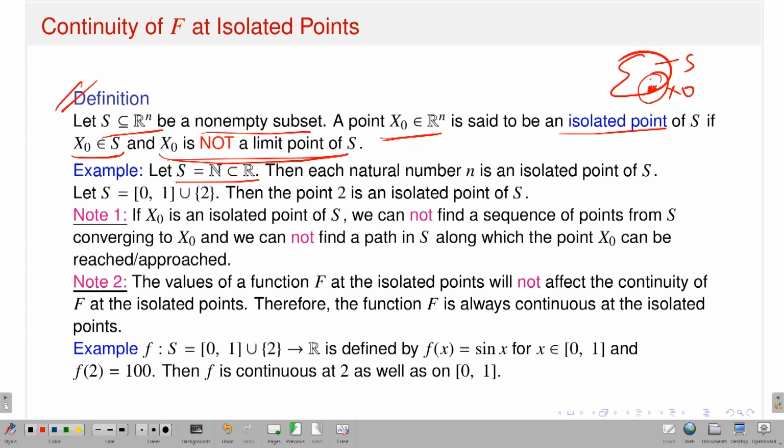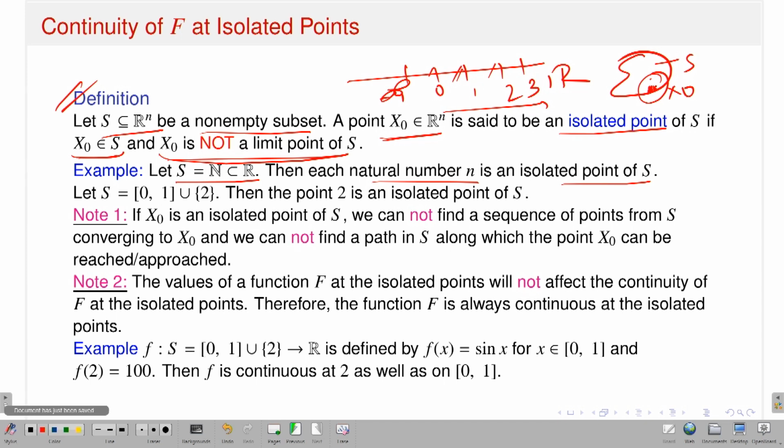For example, S is equal to N, the set of all natural numbers in R. I am saying that each natural number n is an isolated point of S. Why? This is my R, with 0, 1, 2, 3 and minus 1, so this is my set S. Each number 1, 2, 3 is an isolated point. First of all, if I take the point 1, it is an element of S, that means it is a natural number. And there exists a neighborhood which does not contain any other point of S except the point 1. If I take a small neighborhood, say of radius one half, it will not contain any other natural number except the point 1. So it is an isolated point.